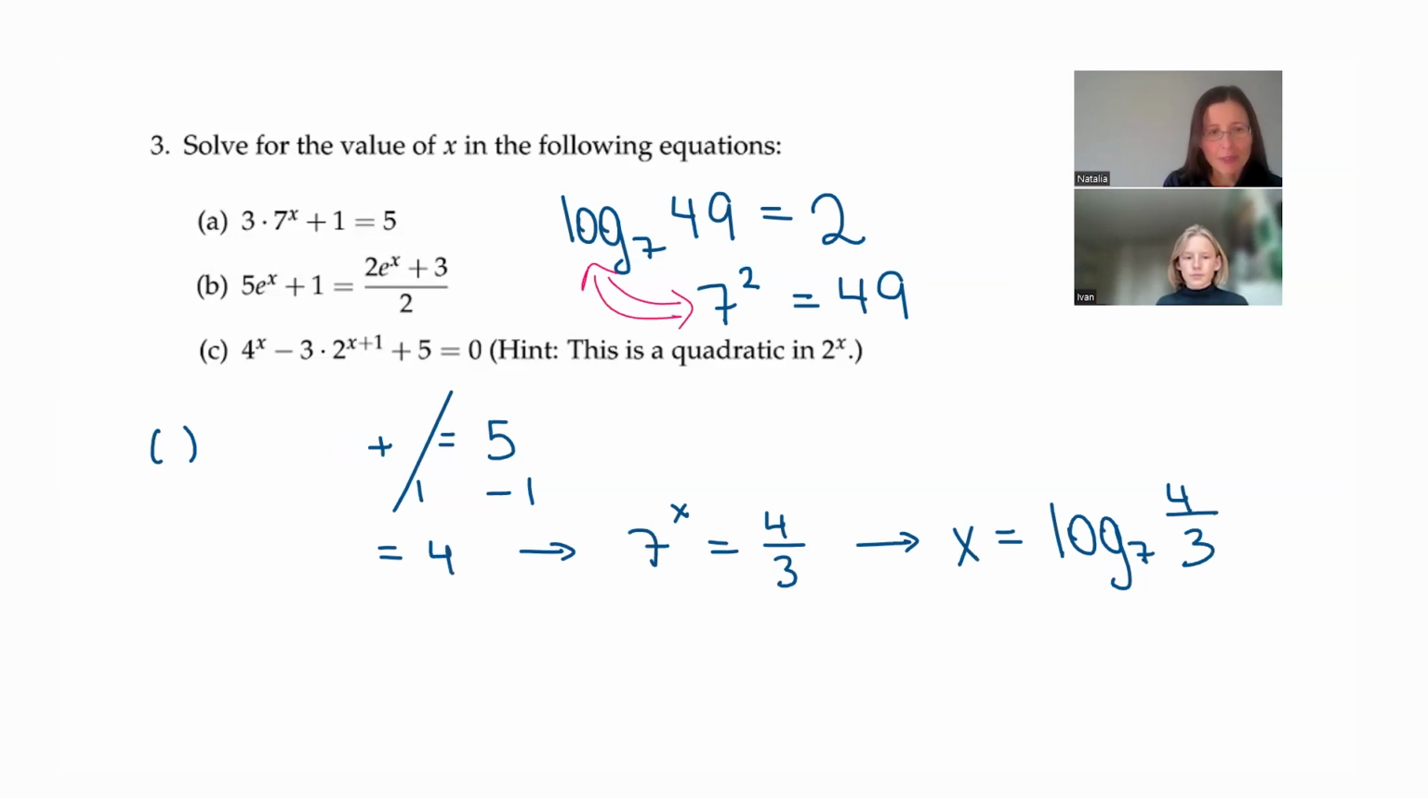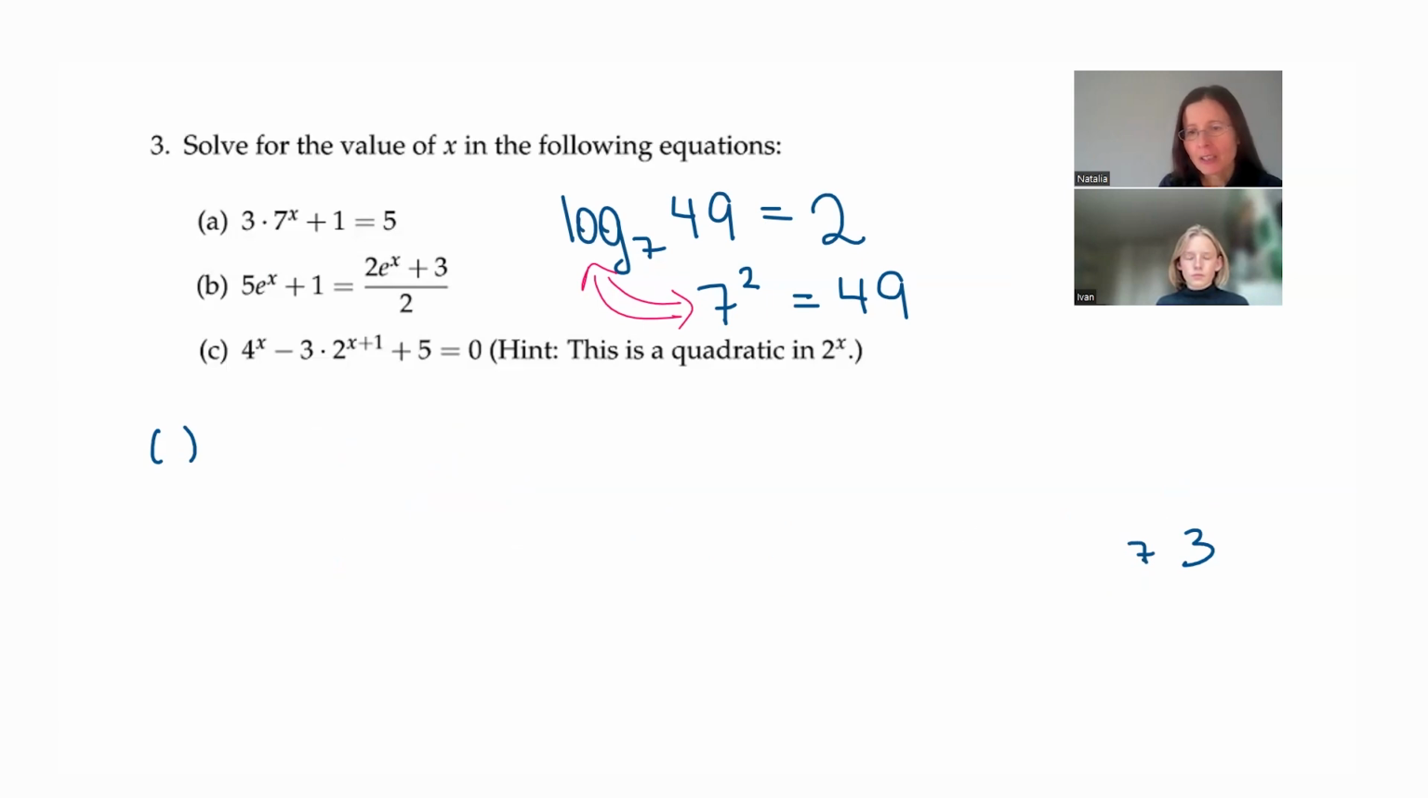Okay, part B. Here we have e to the x. That e is Euler's number. And it's like pi, it's a never-ending number. It's 2.718... We usually just round it to 2.7. So we can think it's a number between 2 and 3, and we will treat it as a number when solving this equation.